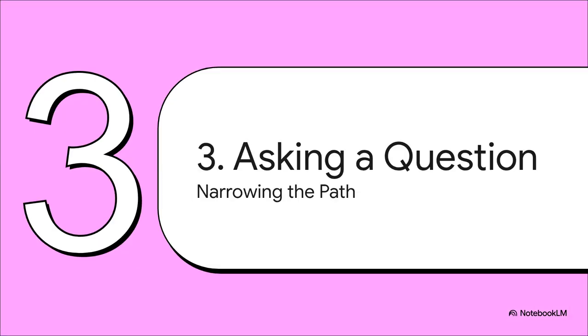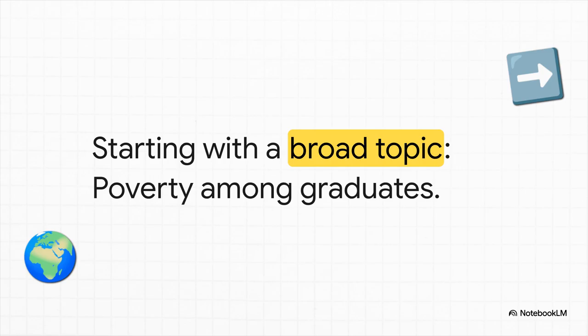So, now that you know what's already out there, it's time to get really specific. We're moving further down the funnel, shifting from a huge, broad topic to a sharp, focused, and, most importantly, answerable research question. You might start with something big like this. And hey, it's an important topic for sure. But trying to study poverty among graduates is like trying to study the ocean. It's just way too massive. Where would you even begin?